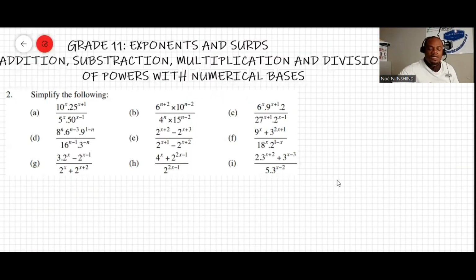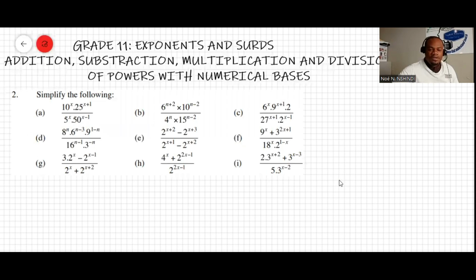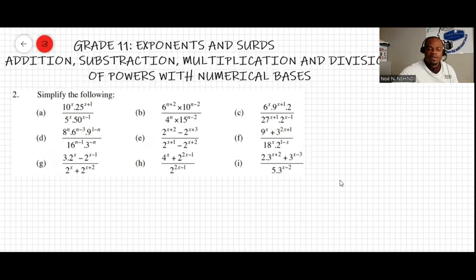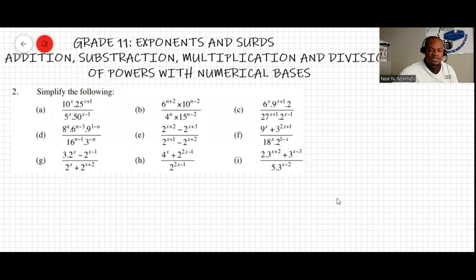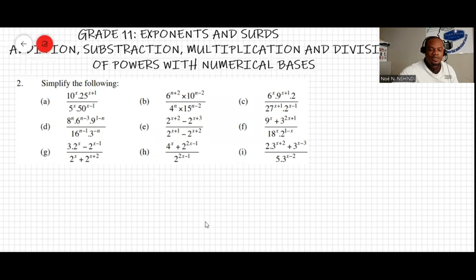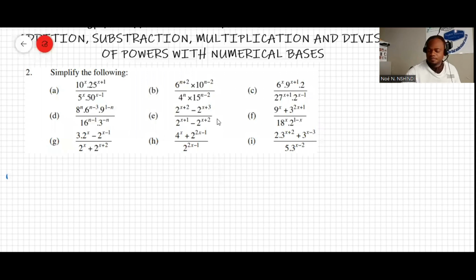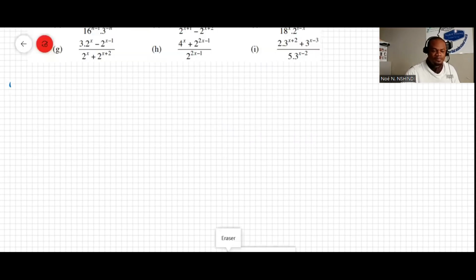Well, now we're going to do grade 11 exponents and surds: addition, subtraction, multiplication, and division of powers with numerical bases. The second question says simplify the following. Let's start with question A. I'll write the question over here.